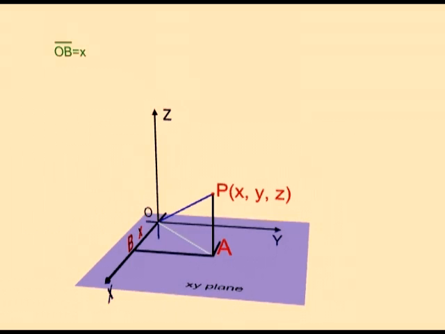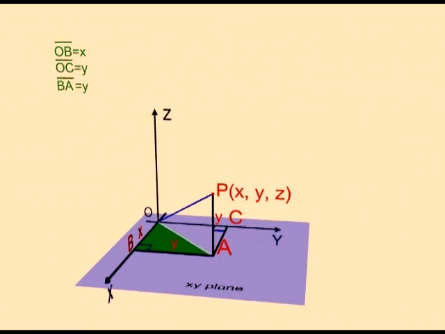From point A, draw a line perpendicular to the y-axis. It meets the y-axis at point C. Line segment OC is equal to the y-coordinate of point P. Now look at OBAC. It is a rectangle. Therefore, line segment BA is equal to the y-coordinate of point P.